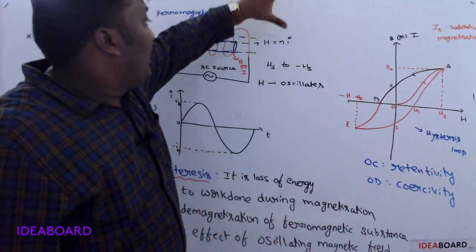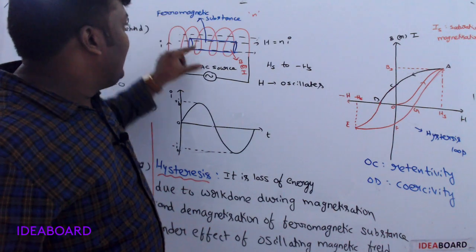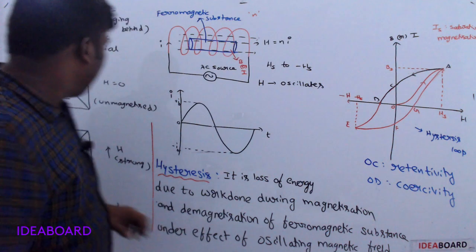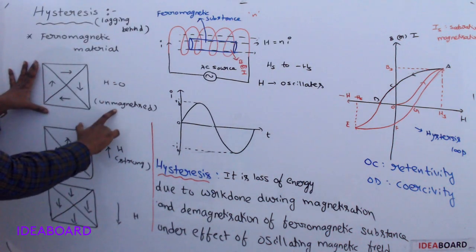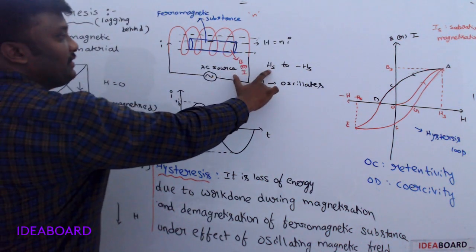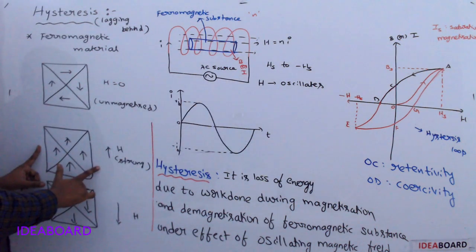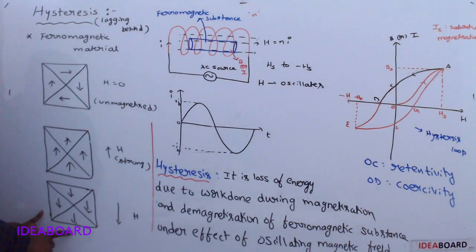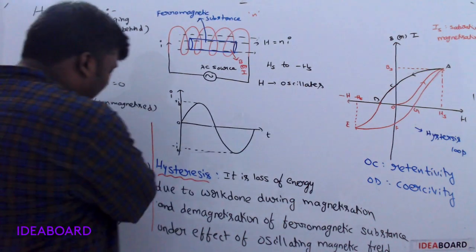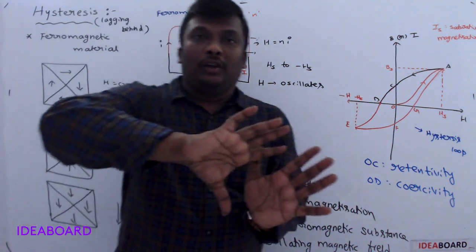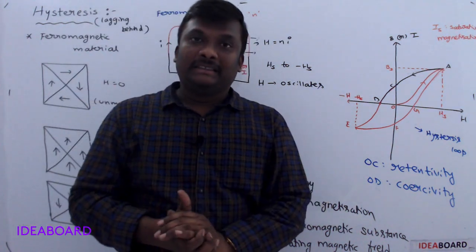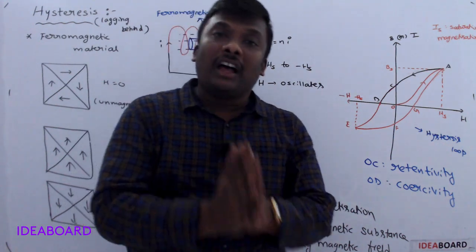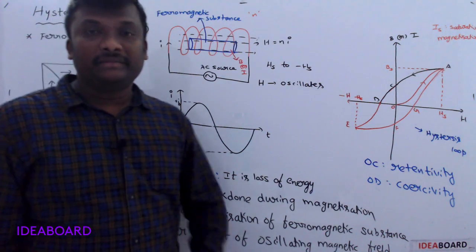Now, whenever you place a ferromagnetic substance within the magnetizing field H, initially it is unmagnetized. After reaching Hs, the domains are aligned in this way. If Hs is in the opposite direction, then the domains will be like this. During this entire process, rotation of domains takes place. For this, they use a certain amount of energy. That loss of energy is named hysteresis.